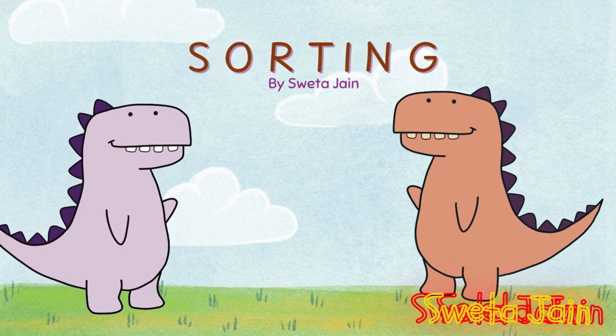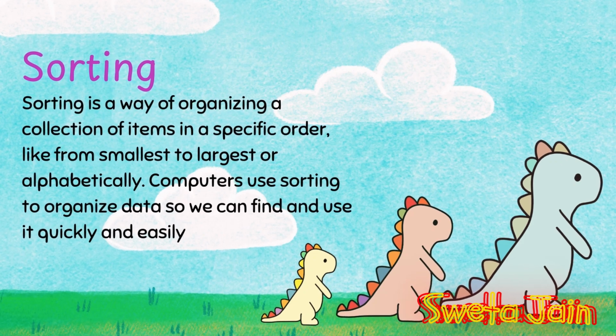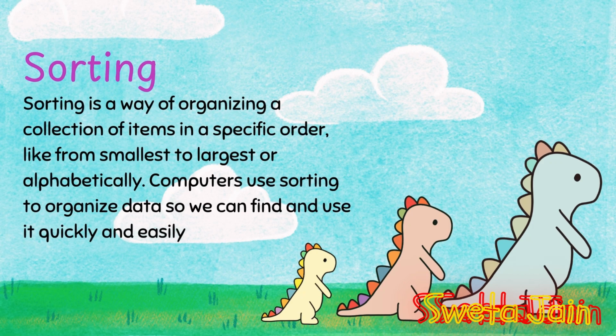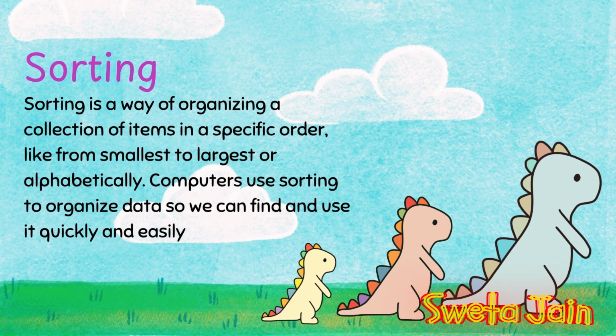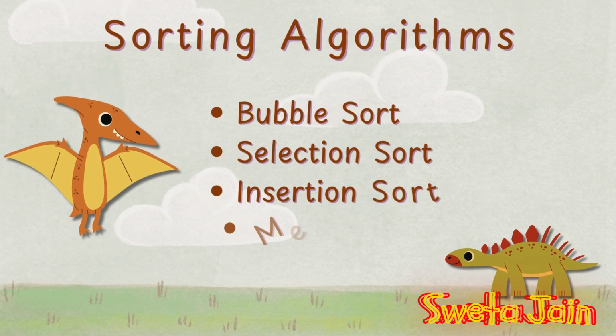Sorting. Sorting is a way of organizing a collection of items in a specific order, like from smallest to largest or alphabetically. Computers use sorting to organize data so we can find and use it quickly and easily. There are different types of sorting algorithms, and each one has its own unique way of putting things in order.